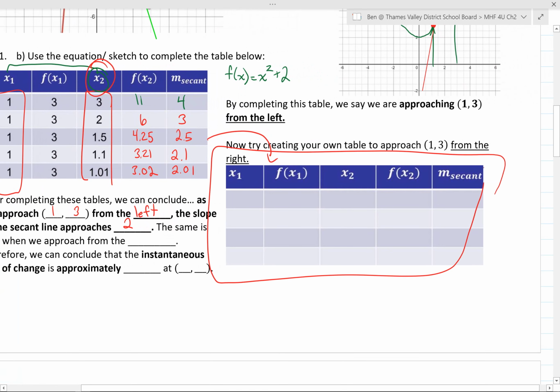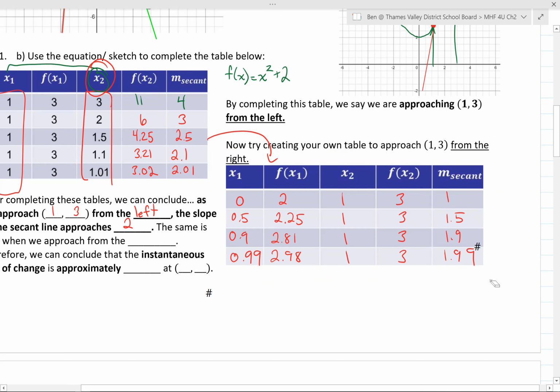I want you to fill out this table yourself. You can pause the video here. This time we are creating the table on our own, so that means you need to find the values. This time we'll keep x2 consistent as we work through, where x2 equals 1. So I'll pause, and we should be able to see here that as our x1 this time approaches 1, and you may have chosen different values here, as we approach 1 from the right.